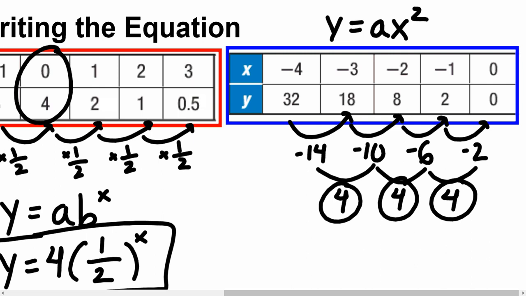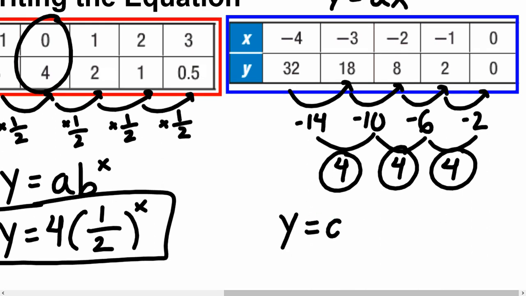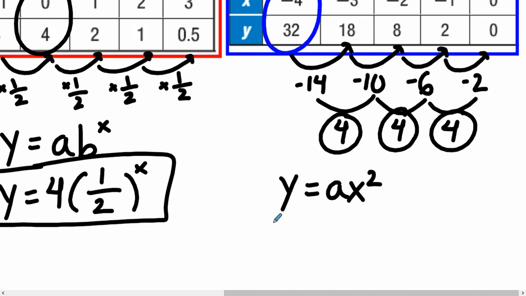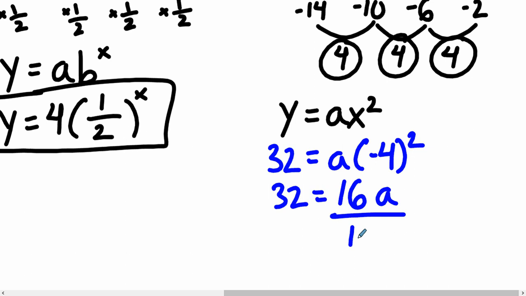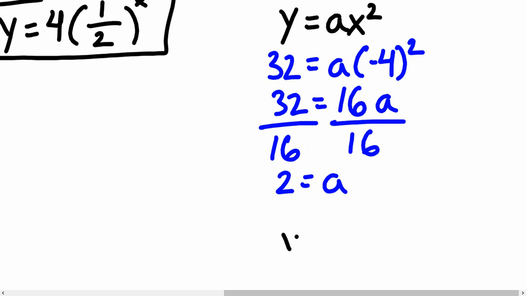So how do I get its equation? Well, I know it's y equals ax squared. I need to figure out what a is, so let's pick a point and plug it in. Let's put negative 4 in for x and 32 in for y and solve for a. So 32 equals negative 4 squared, which is 16, times a. How do I solve for a? Divide by 16. And 2. So a is 2. So my equation is y equals 2x squared.